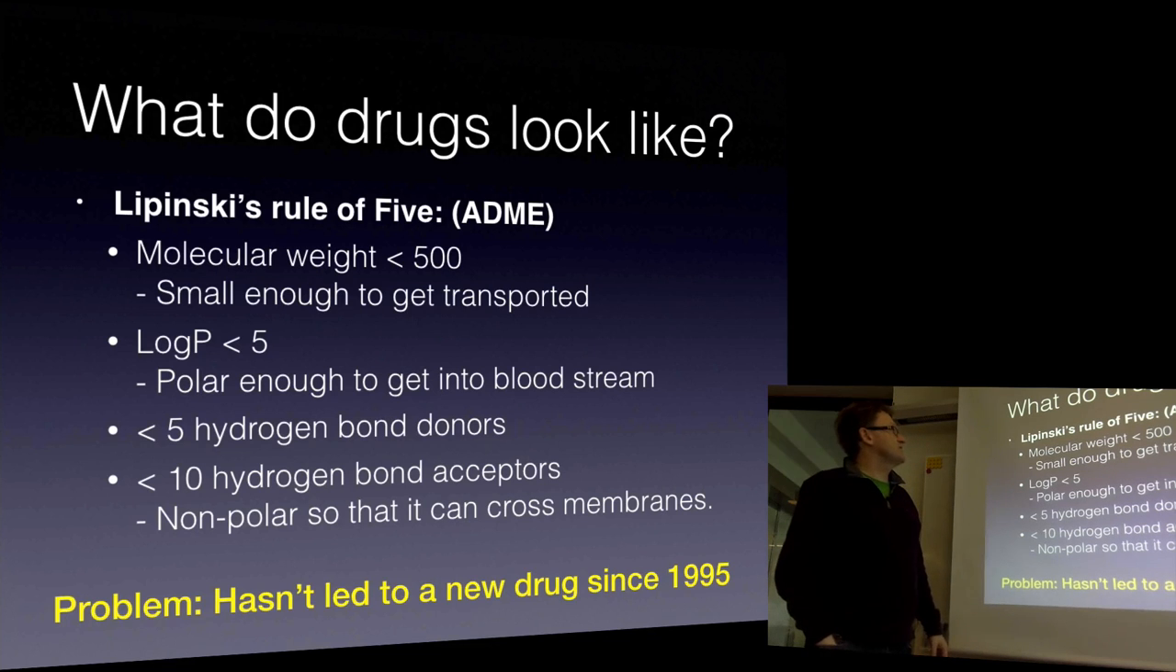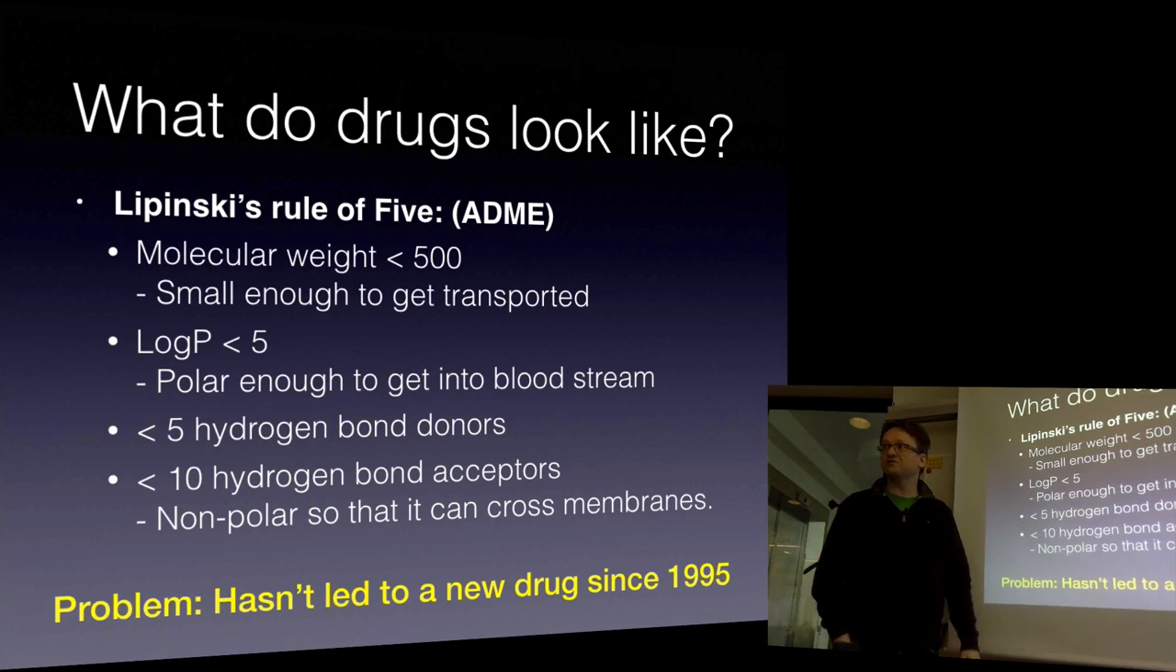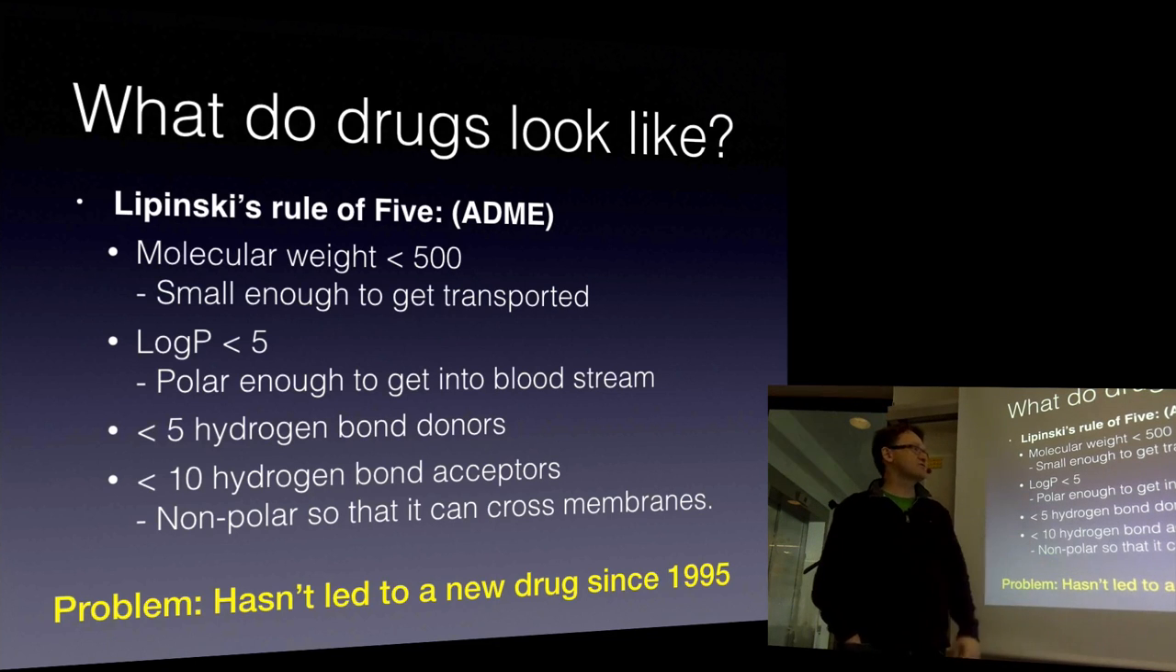They noted that every single drug known had first a low molecular weight, so that it's small enough to be transported, for instance, in your blood or to get into the brain. It should be polar enough to get into the bloodstream, so this has to do with the partition coefficient. It should have fewer than 5 hydrogen bond donors and fewer than 10 hydrogen bond acceptors, and that means that it should be reasonably nonpolar so that it can also cross membranes. And this is complicated, so it should be a bit polar and a bit nonpolar. It can't be too apolar and it can't be too polar.